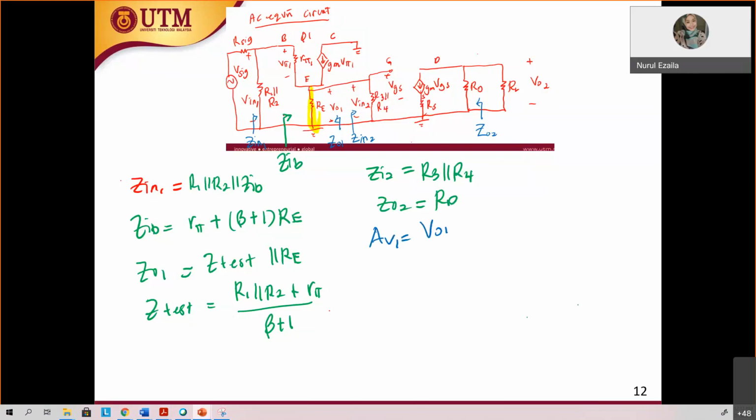AV1 is equal to V out 1 over V in 1. So what is V out 1? V out 1 is across this one. So this is your V out 1, at this node. First thing, what is the current at V out 1? Tell me the current first. gm v pi 1. Yes. What is the resistor?